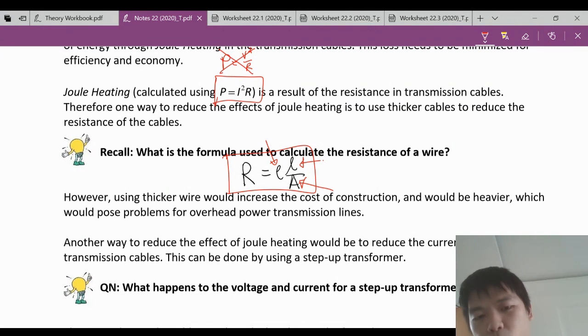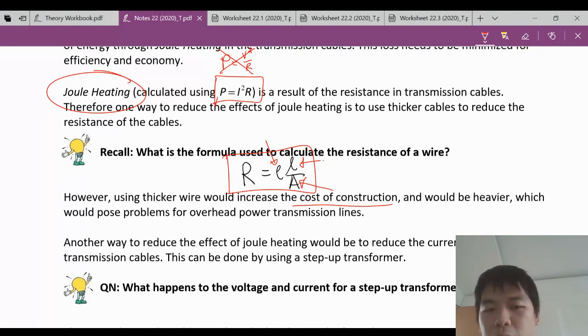If you use thicker wire, yes, you can lower the resistance, you can lower the amount of heat loss through Joule heating, but the cost will increase because now you want to make thicker wire, you need more material, and it will be heavier. Imagine you want to hang a heavy wire overhead. Imagine Malaysia, there are these overhead cables. If you were to hang a heavy wire above that, it will drop down, it's very dangerous.